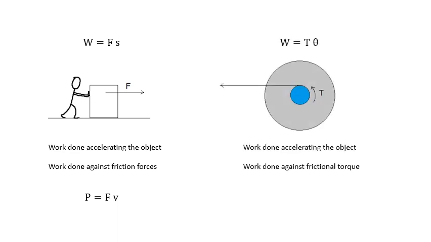Now look at this. Work is torque times angular displacement. So work is torque times theta. And again, the work might be accelerating the object, giving it kinetic energy, or it might just be work done against a frictional torque. There's nearly always a frictional torque involved, and you should be aware of that. If it says ignoring any friction, great. Otherwise, there'll be a frictional torque somewhere. And again, it's not power is force times velocity. It's power is torque times angular velocity.